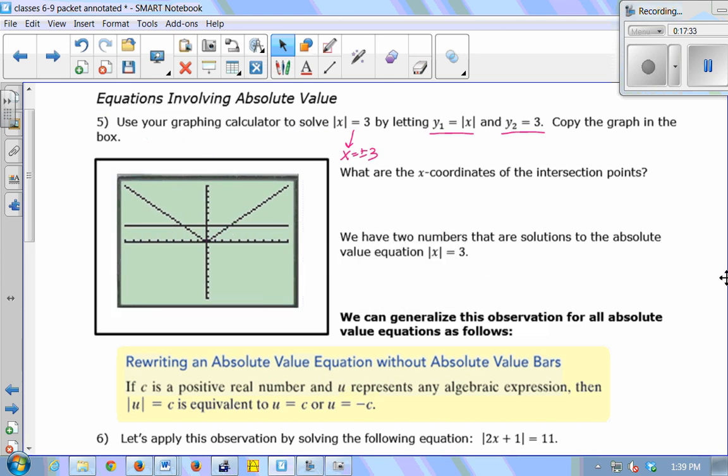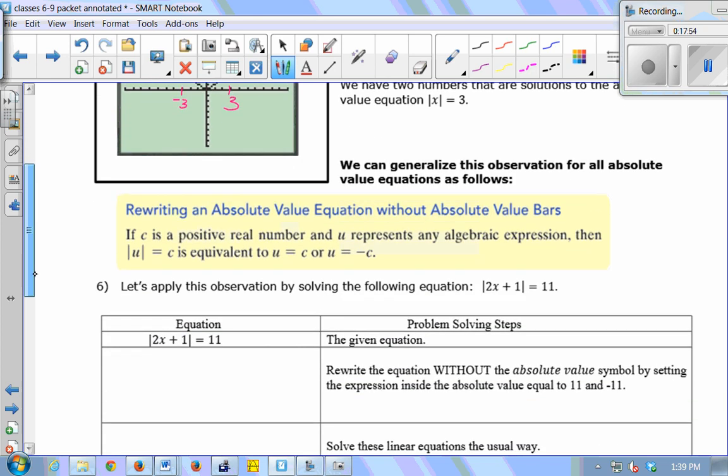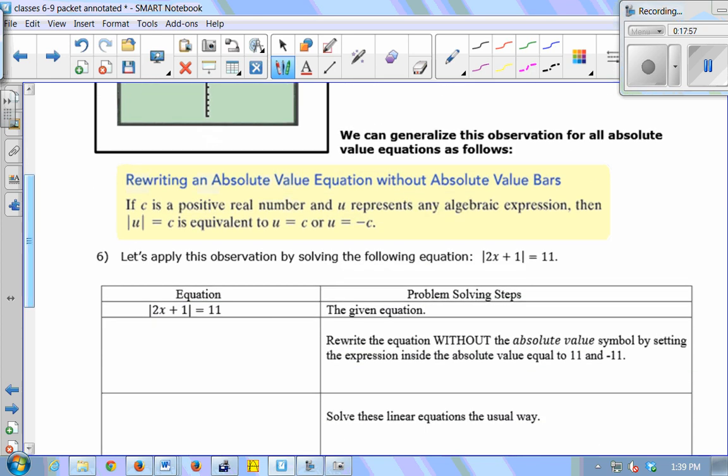Okay, so the x coordinates of the intersection points are x equals negative 3 and x equals 3. Negative 3 and 3. So those are our two solutions. We can generalize this observation for all absolute value equations. If you have the absolute value of u, and again, u could be any stuff, it doesn't have to be just a plain old variable, the absolute value of some stuff equals a number c, then either that stuff equals c or it equals negative c.